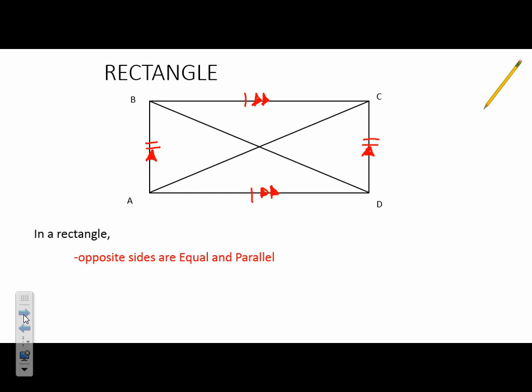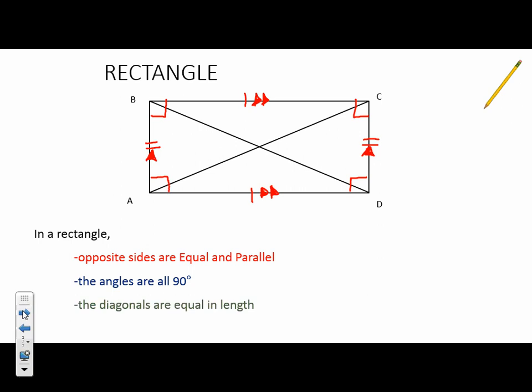So what else happens in a rectangle? What makes a rectangle special is that it's more than just a random parallelogram. It has 90-degree angles in all of its corners, okay? So all of the corners here need to be marked with 90 degrees. That's what makes it a special type of parallelogram. It fits the description of a parallelogram, except it has 90-degree angles. So then what else happens?